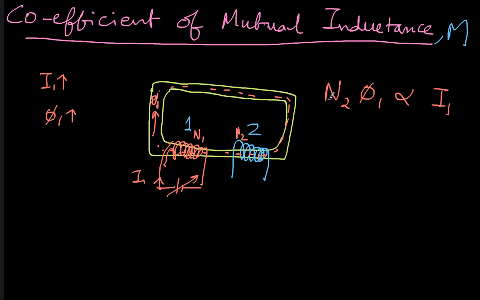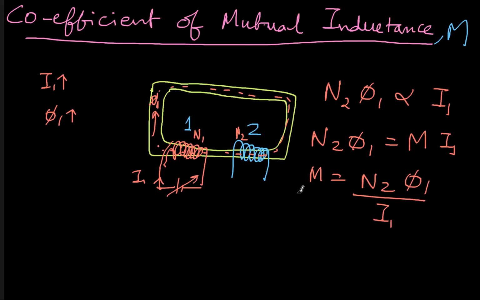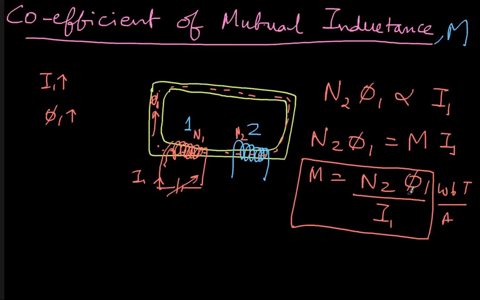Therefore, if I now look at it from the point of view of the second coil, then I have it like this. Now, what is the constant of proportionality? N2 phi 1 is equal to M into I1, whereas M is nothing but N2 into phi 1 by I1. So what is the unit of M? It is nothing but Weber turns per ampere. This is exactly the same as the unit of inductance we had seen. So you can consider this as the first method of defining mutual inductance M.